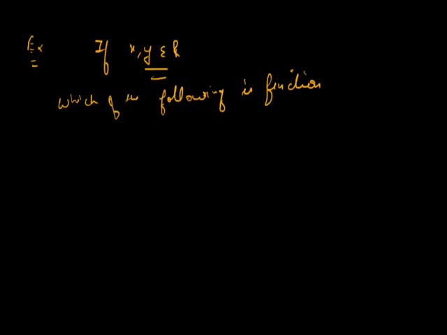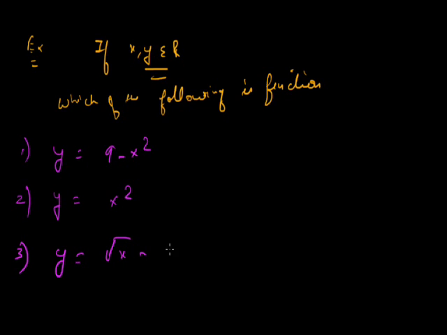If x and y belong to real numbers, which of the following is a function? First, y equal to 9 minus x square. Second, y equal to x square. Third, y equal to root x minus mod x. And fourth, y equal to x square plus 1. Think for a while and decide which is a function and which is not a function.